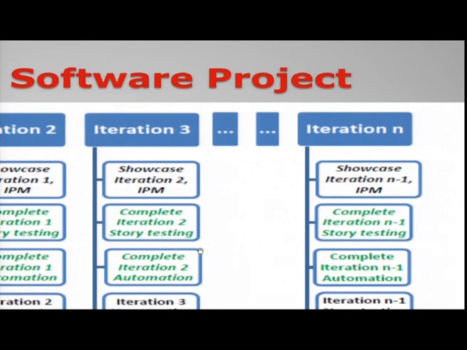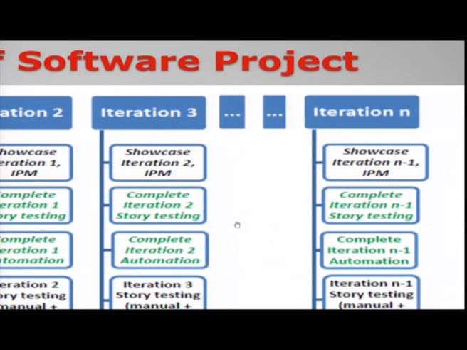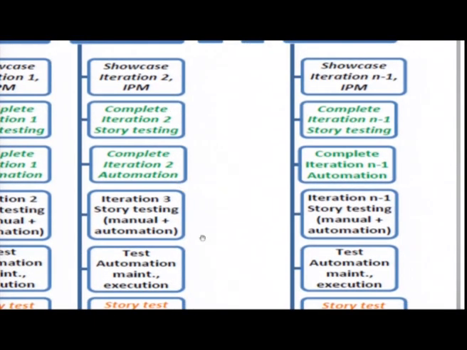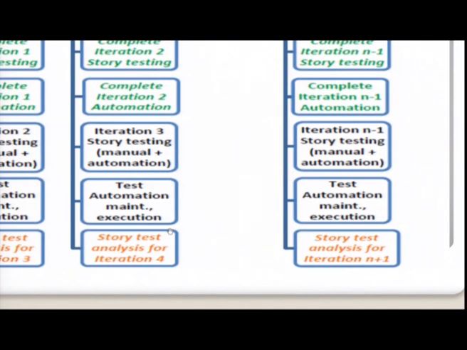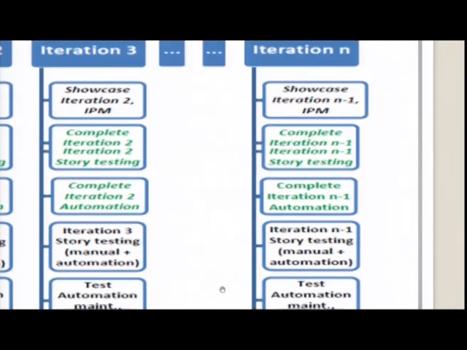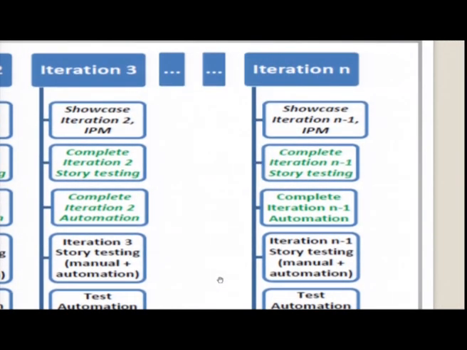Then in iteration 3, you have a showcase of iteration 2 and you have a complete iteration 2 story testing. You have complete iteration 2 automation, iteration 3 story testing, manual or automation, test automation, maintenance, execution, and you have the story test analysis for iteration 4. Similarly, it goes on and on till the iteration n.